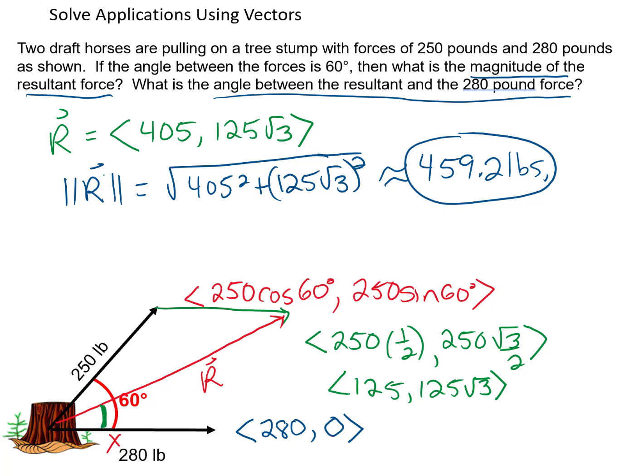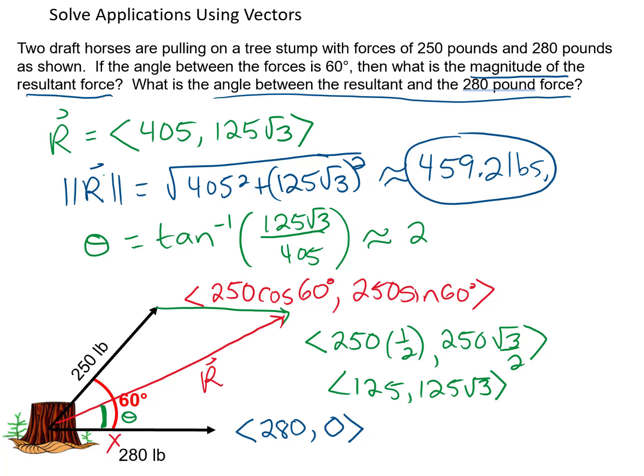Now the other thing we wanted to find is, from the 280, this angle for the resultant vector here. And so we know that that angle, we'll call it theta, is going to be inverse tangent of, for the resultant vector, the y, which is the 125 square roots of 3, over the x, which is 405. And so now we make sure we're in degrees, and we do inverse tangent. Put that in the calculator. We'll go to 1 decimal place. It looks like we get 28.1 degrees.